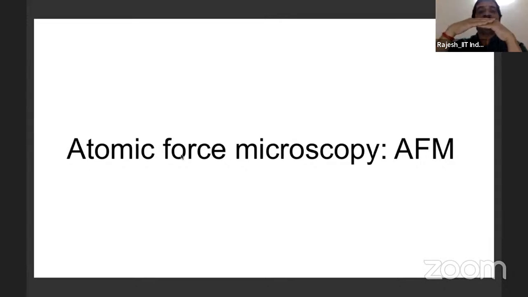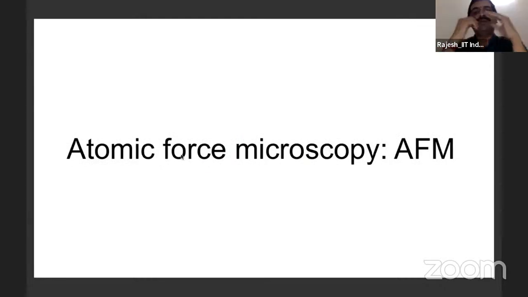We cannot use an electron beam to see very soft materials, right? So then what is the alternative? Now comes the other principle which can help us. And what is that principle?